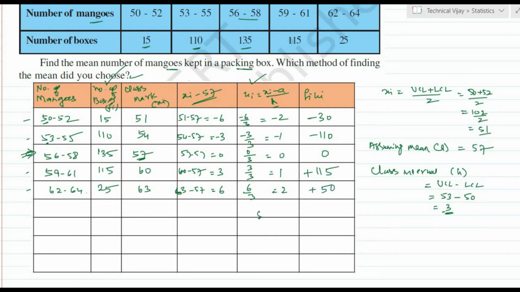Here sigma fi ui we have to calculate. That is 165 plus, and 140 minus, so 25. Here plus 25, this is plus 20. Here sigma fi we have to calculate, that is equal to 400. This is 25, 115, 135, 110 plus 50, that is equal to 400. Here we have to calculate the mean.